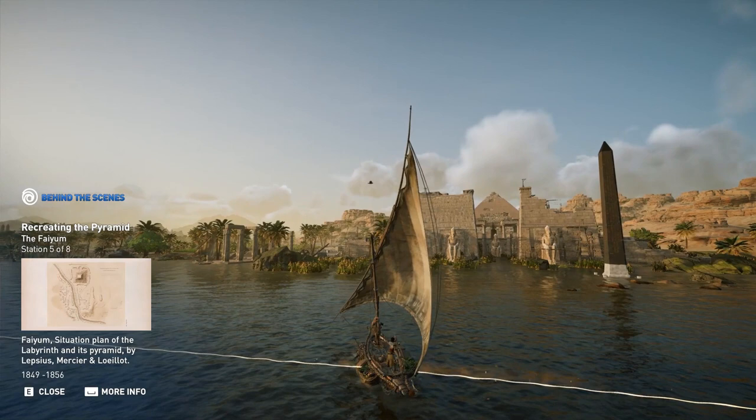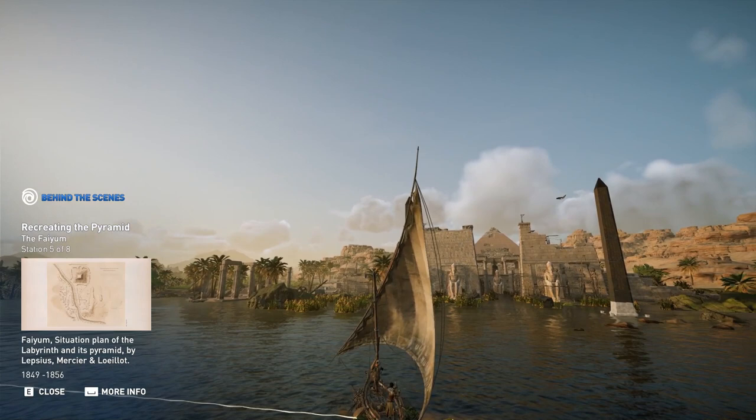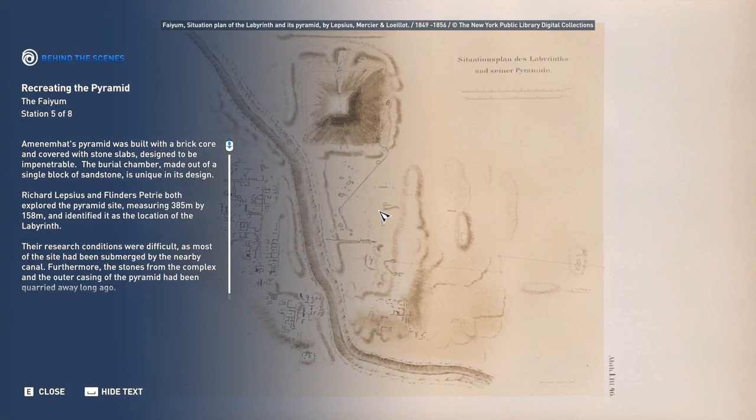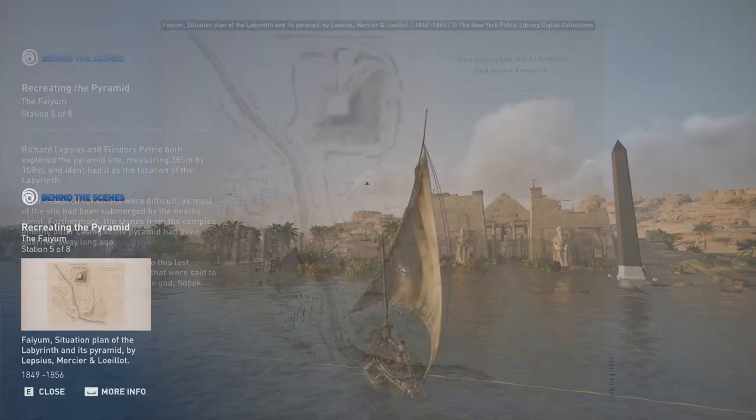Their research conditions were difficult, as most of the site had been submerged by the nearby canal. Furthermore, the stones from the complex and the outer casing of the pyramid had been quarried away long ago. UBISOFT decided to give life back to this lost monument and the many crypts that were said to be devoted to the sacred crocodile god, Sobek.